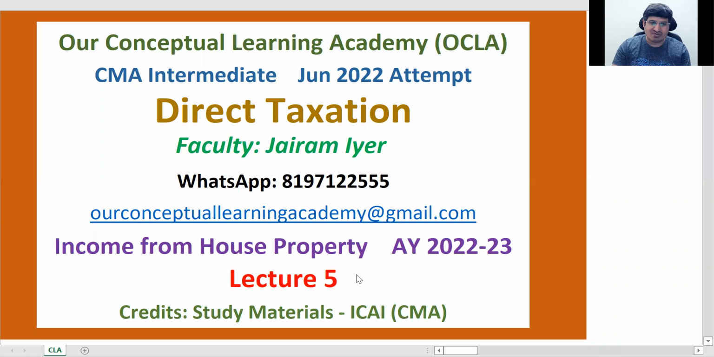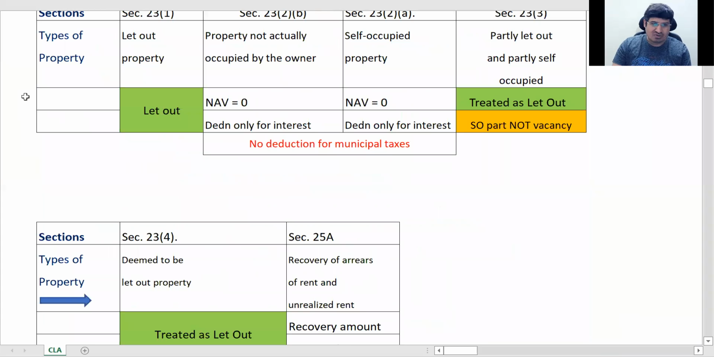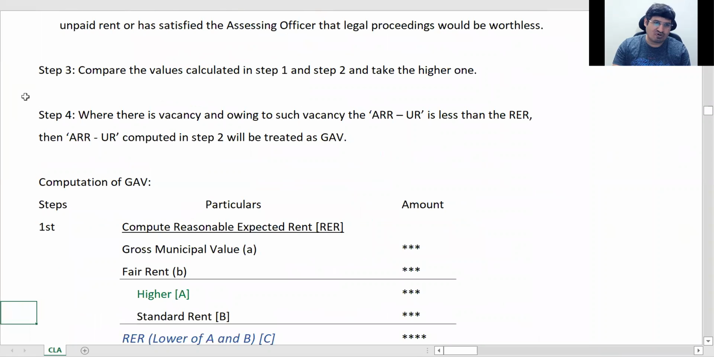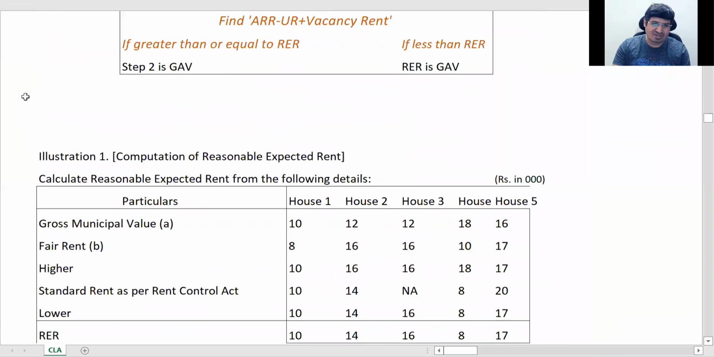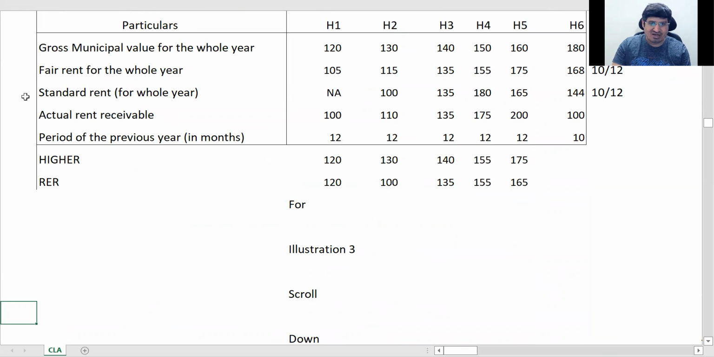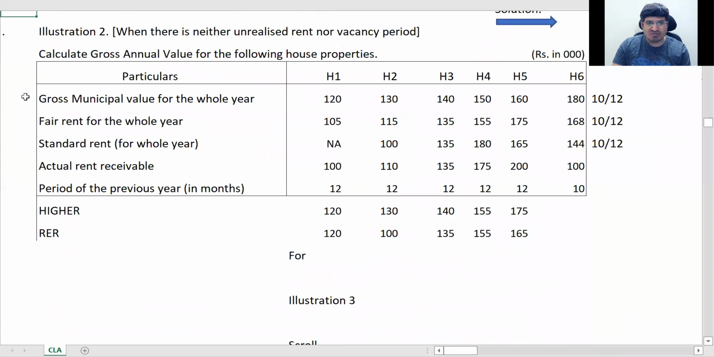Welcome back. This is lecture 5 of income from house property, for the June 2022 attempt, CMA Intermediate. ये हमारा lecture 5 है. So last time we had done 2 problems. ठीक है, illustration 1 we had done और illustration 2 also we had done.